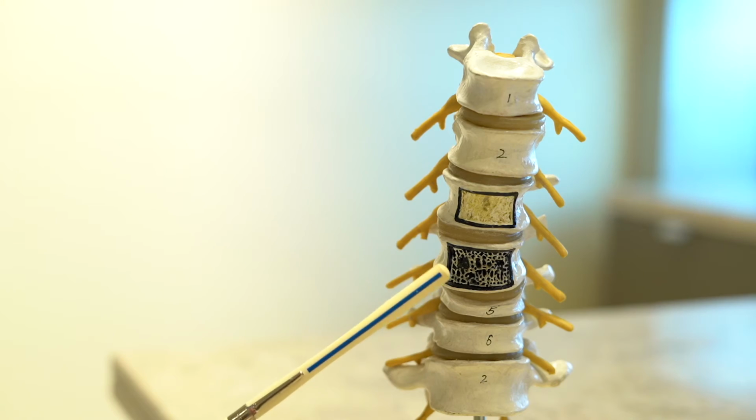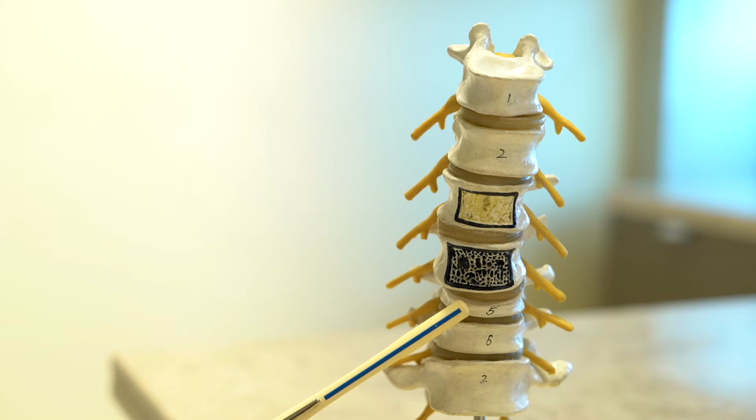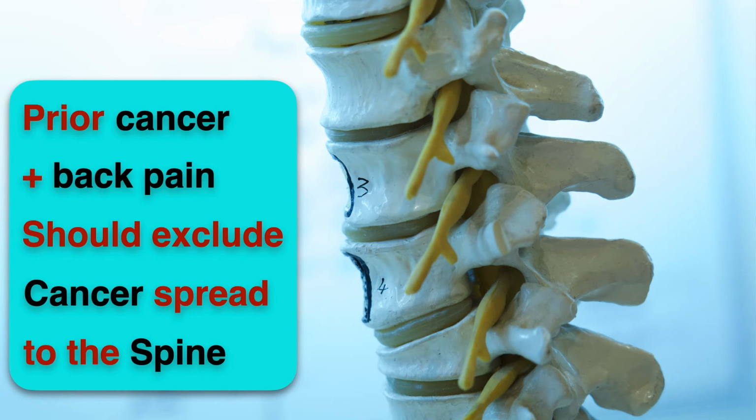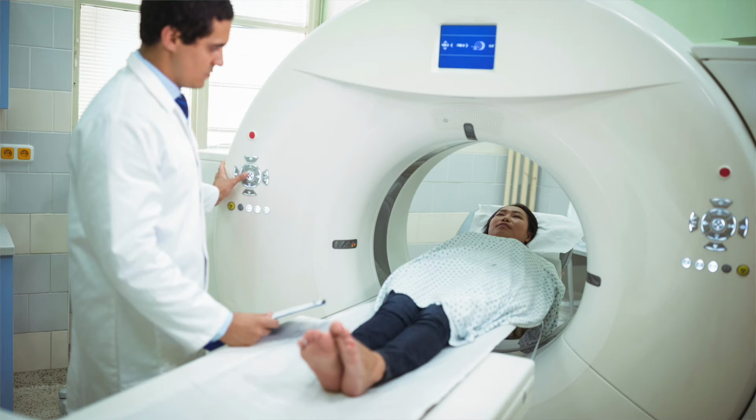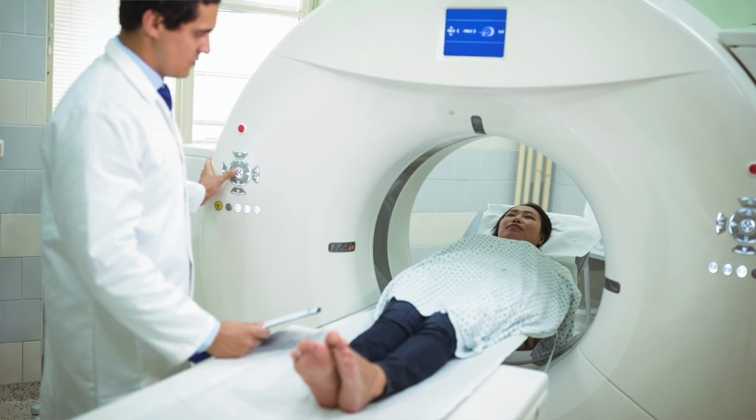Another cause is osteoporosis, which is thinning of the bone. If this happens in the spine, it might lead to painful fractures and collapsed vertebrae. Also, there is a rare condition, especially in patients with prior history of cancer. If at any time they develop back pain, then we should do MRI to exclude the presence of cancer spread to the spine. For the treatment, we can use pain medications, muscle relaxants, heating pads, and physical therapy.